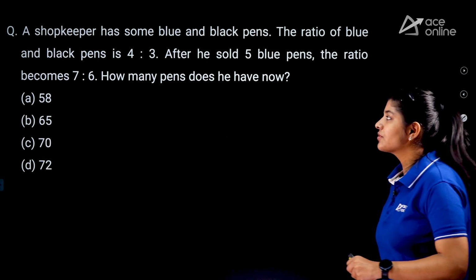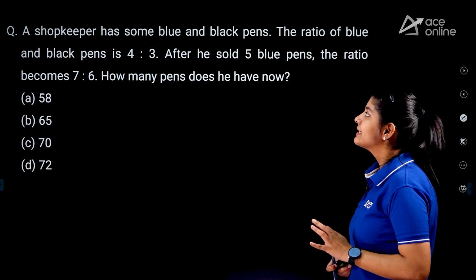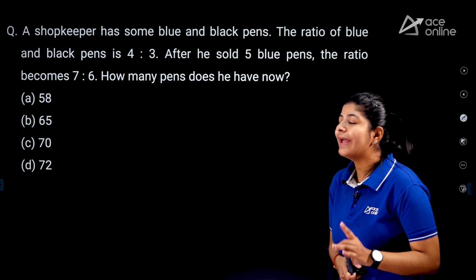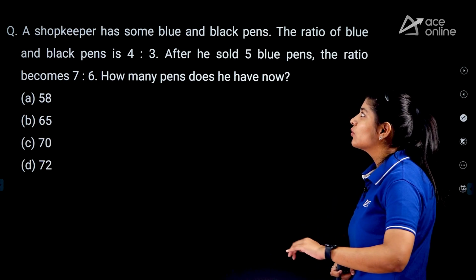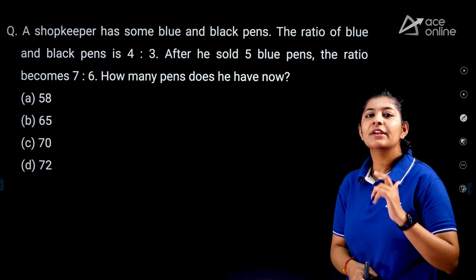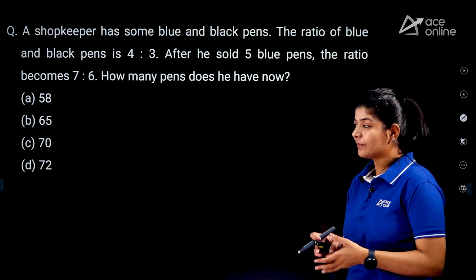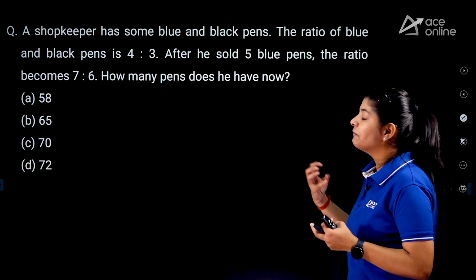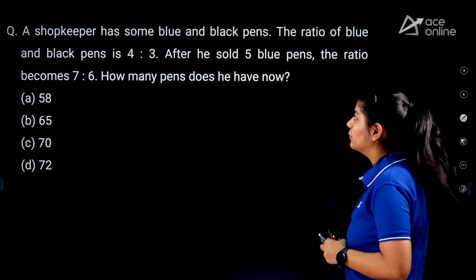So the next question says that a shopkeeper has some blue and black pens. The ratio of blue and black pens is 4:3. After he sold 5 blue pens, the ratio becomes 7:6. How many pens does he have now? That means we need to find out the current amount of pens that he has after selling these 5 blue pens, right?